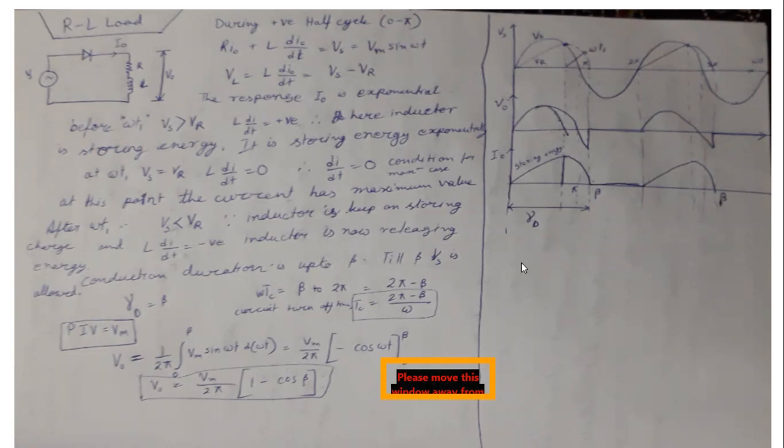Okay. So our circuit turn off time is omega Tc, and that is equal to 2 pi minus beta. So Tc, the circuit turn off time, equals (2 pi minus beta) by omega. Now the output voltage: here the current conduction is from 0 to beta. So V output equals 1 by 2 pi, integral from 0 to beta of Vm sin omega t d omega t. From that we get Vm by 2 pi, minus cos omega t from 0 to beta. So V output equals Vm by 2 pi times (1 minus cos beta). This is for RL load.